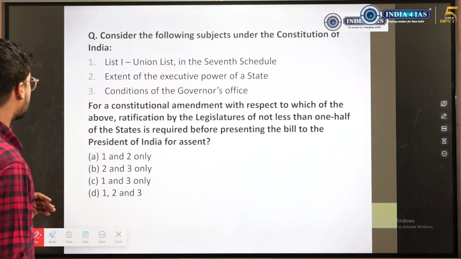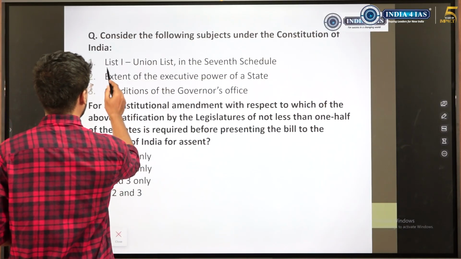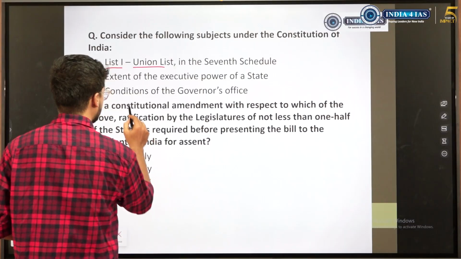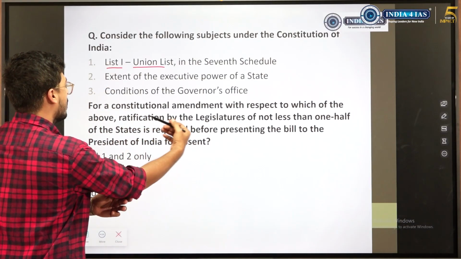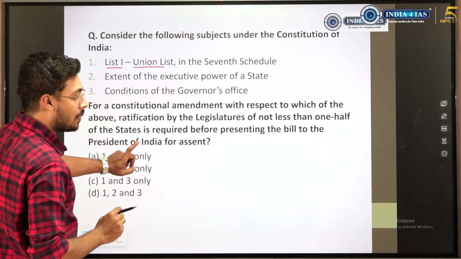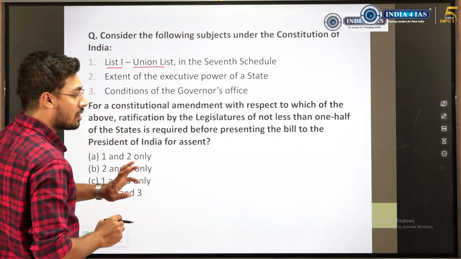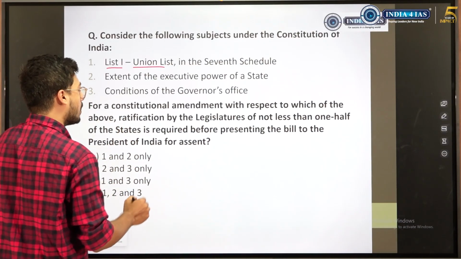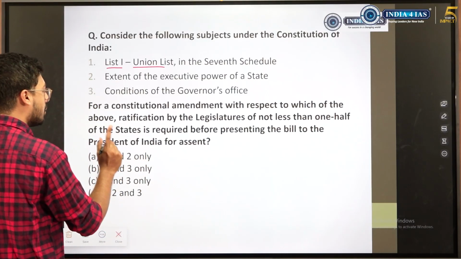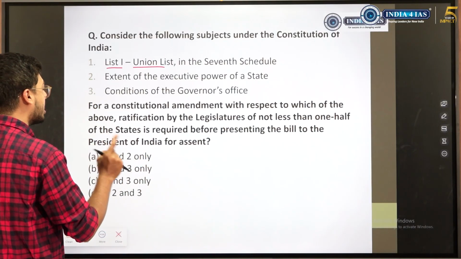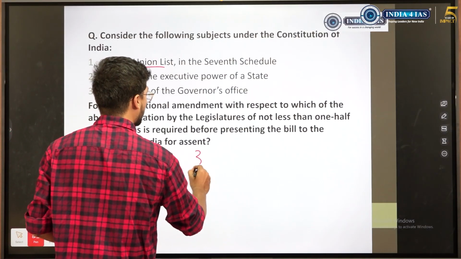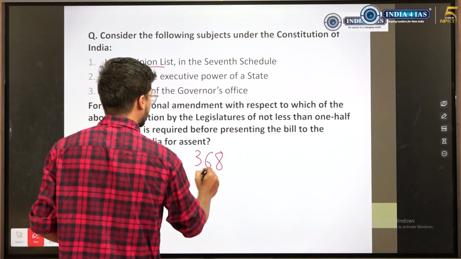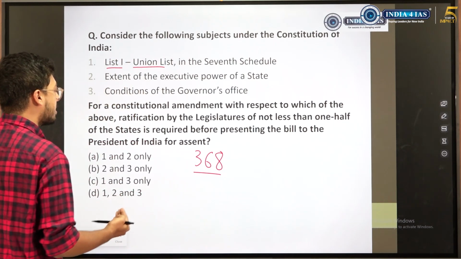Consider the following subjects under the Constitution of India. List 1, Union list, is in the 7th schedule, correct. Extent of executive power of state and conditions of the governor's office. So constitutional amendment, this is the third or fourth question that we are solving from the last 6-year PYQs. Constitutional amendment with respect to which of the following requires ratification by the legislatures of not less than half of the states? They are talking about Article 368, the second category, where half of the state legislatures need to provide their ratification.